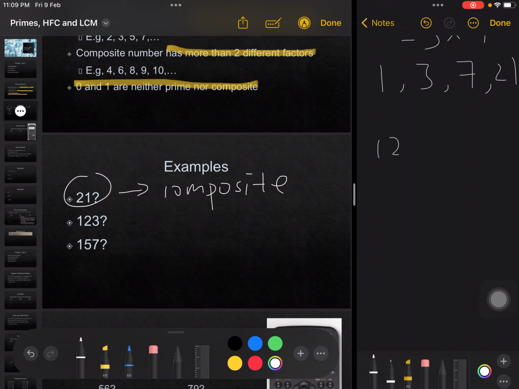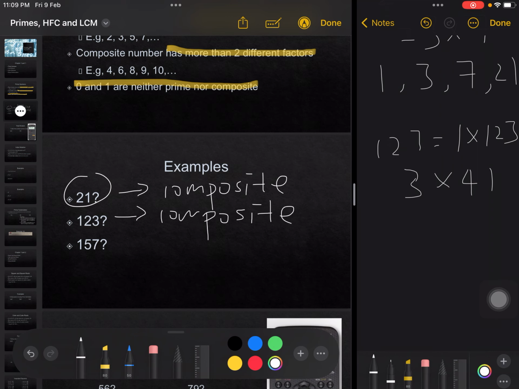Then how about 123? 123 equals 1 times 123. It is also able to be divided by 3, so it equals 3 times 41. Do we need to proceed with more factors? Don't need, because it already has more than 2 factors, so this is also a composite number.